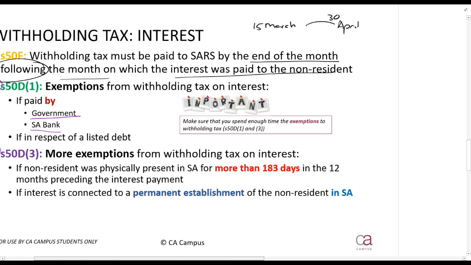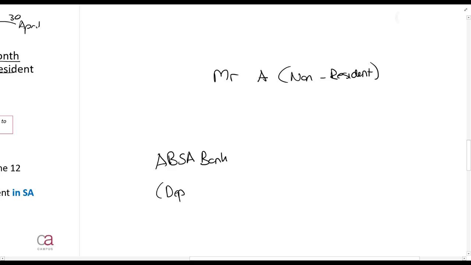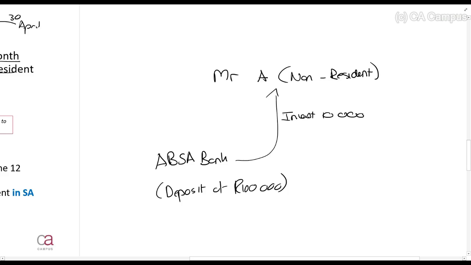So, Mr. A, non-resident, Absa Bank. Mr. A has a deposit of 100,000 rands with Absa Bank. So Absa Bank pays interest to Mr. A of 10,000 rands.